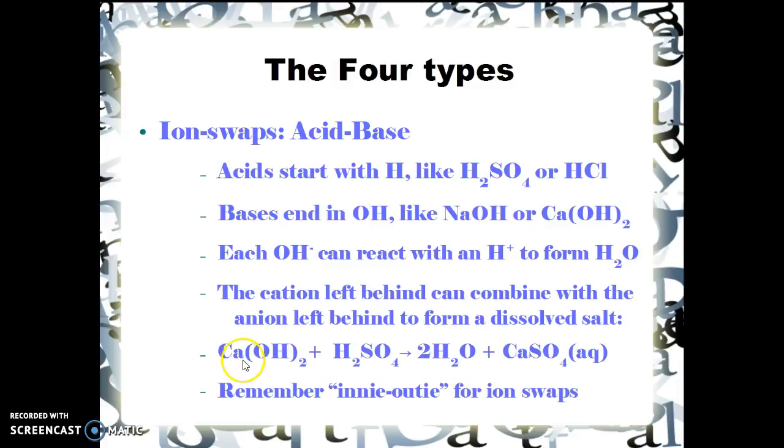So, for instance, calcium hydroxide reacts with sulfuric acid. We get the swap. The hydroxides react with the hydrogen ions to form water, and the calcium then is left behind as an ion with the sulfate ion to form calcium sulfate, and we can drive the water off and we can recover this calcium sulfate salt. This is an inny-outy ion swap.